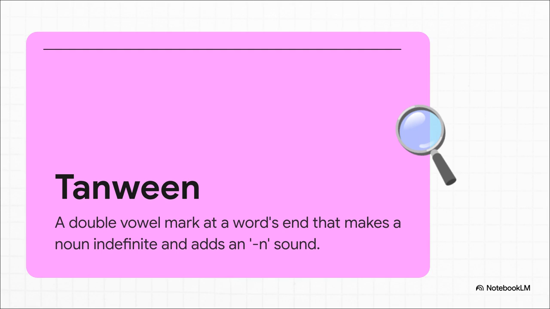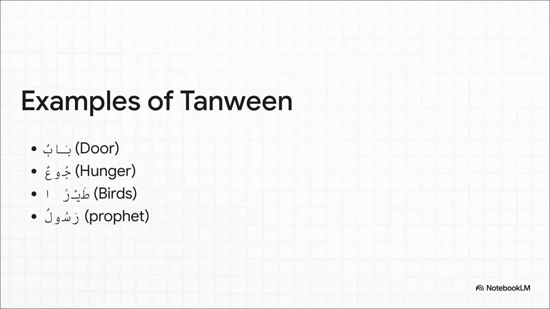Okay, so our second sign is kind of the opposite of the first. It's called tanween. This is a set of double vowel markings that you'll only find at the end of a word. So while al makes a noun definite or specific, tanween makes it indefinite, like saying a or an. And here's a cool tip. It usually adds a little n sound at the end.